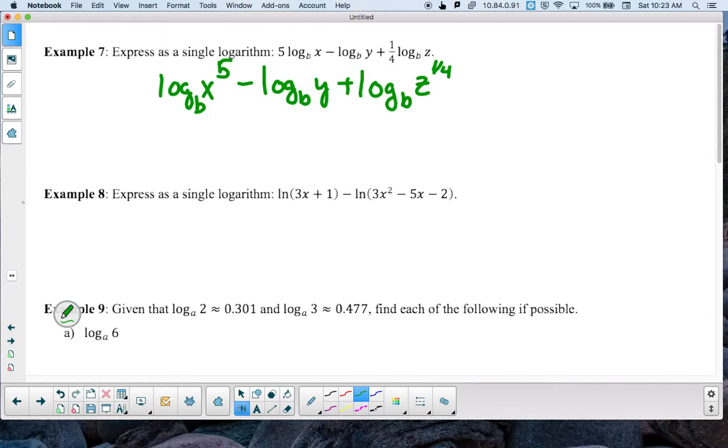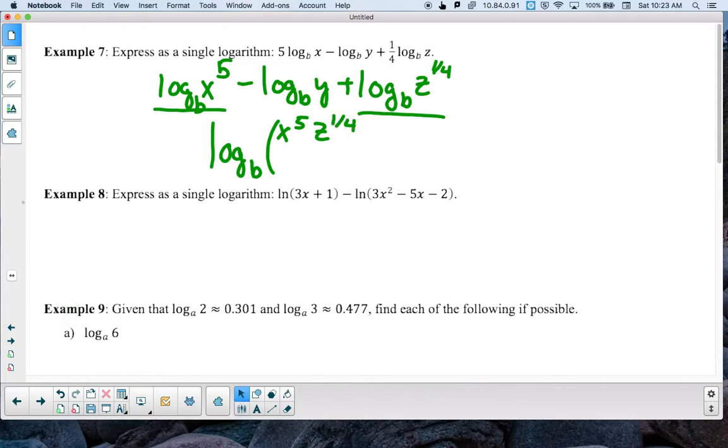And so similar to what we did in the previous problem, if they're being added or have a positive number in front, this means that these two are going to be in our numerator. So it'll be log base b. If it helps to put parentheses around it, you can. Then x to the fifth, z to the 1/4. And then since log base b of y is negative, that means that that is going to be in our denominator. And then we will also do example 8 in class.